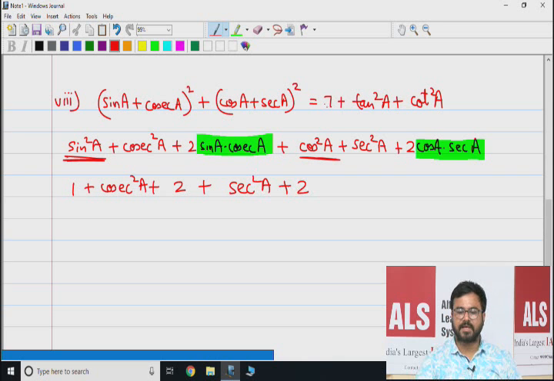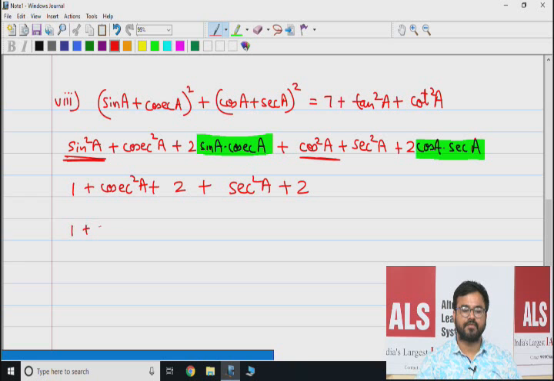Now, we want 7 over here. Right now we are getting 2 plus 2, 4 plus 1, 5. We require an extra 2 to make it 7. And we want tan square and cot square, but here we are getting cosec square and sec square. Now, again, if we see the second and third identity, that was 1 plus tan square A is equal to sec square A, and 1 plus cot square A is equal to cosec square A.